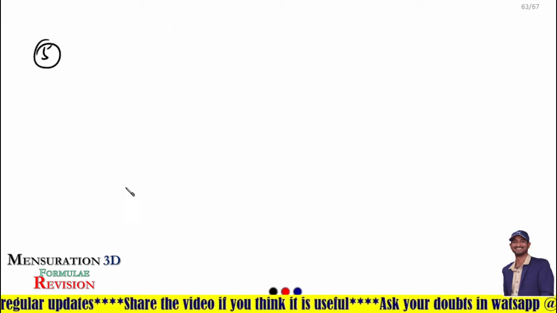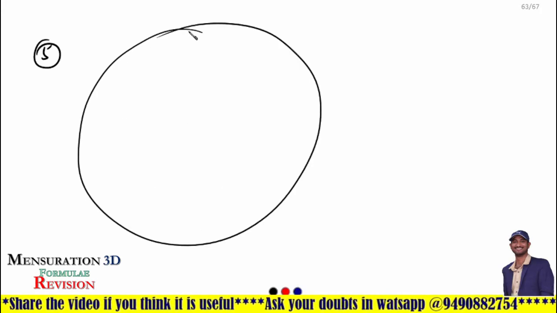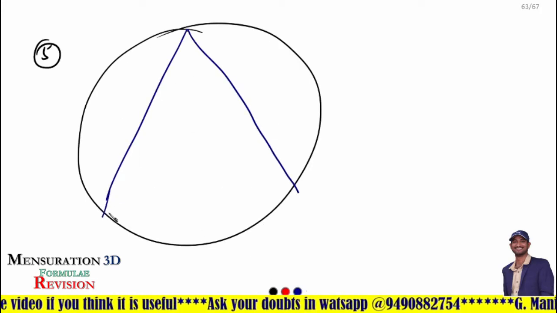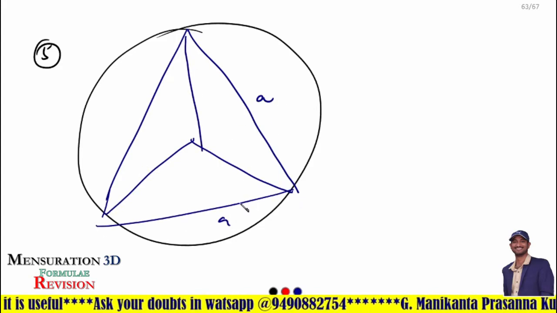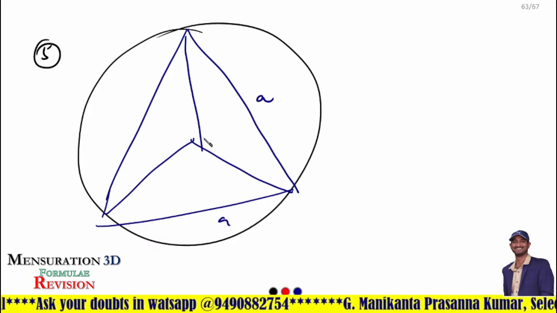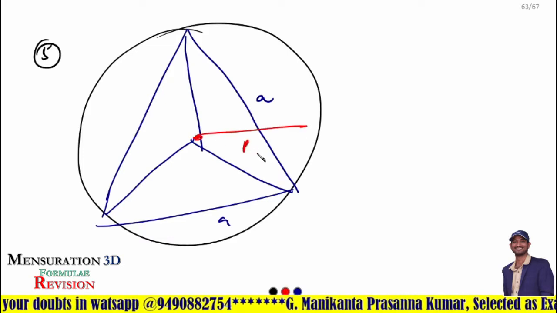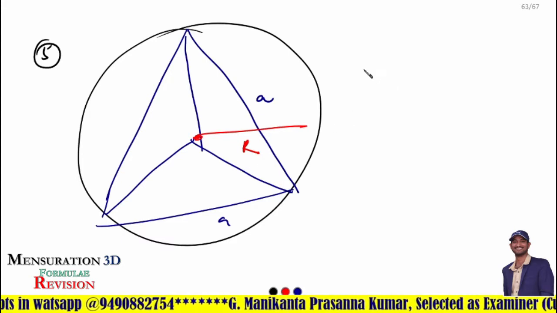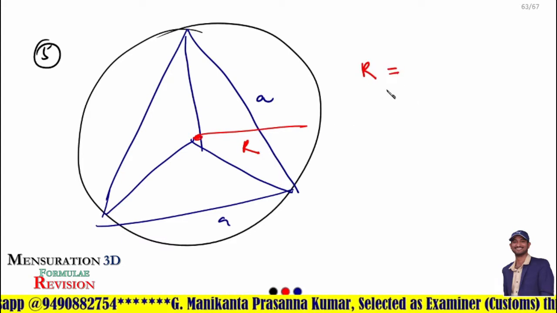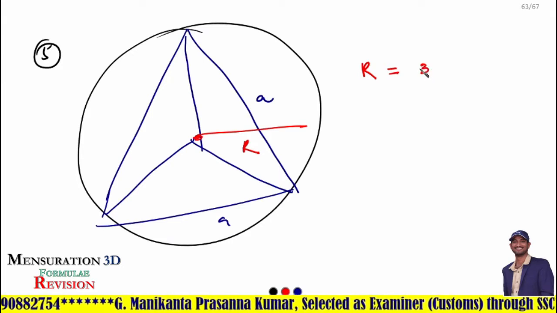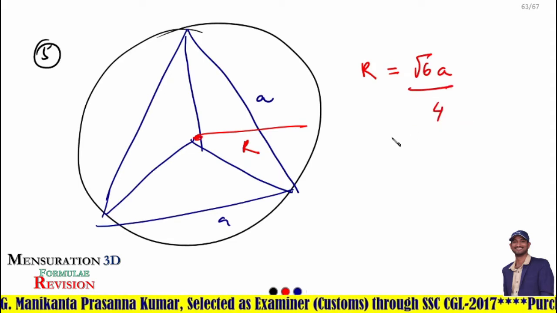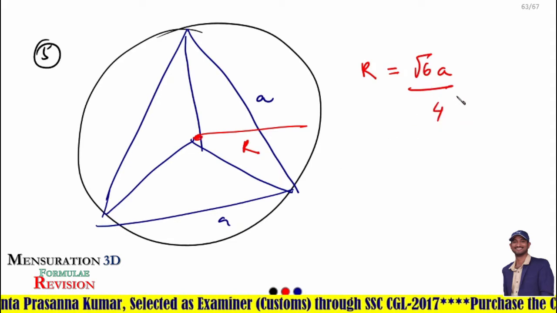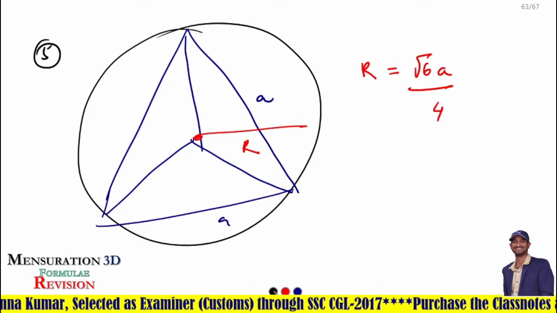Okay. Next, fifth one. If a tetrahedron is inscribed in a sphere, there is a sphere and in it a tetrahedron is inscribed. The tetrahedron edge length is a and the radius of the sphere is some capital R. Then the radius of the sphere is root 6 a by 4. Radius of the sphere is root 6 a by 4 when the edge length of the tetrahedron is given.